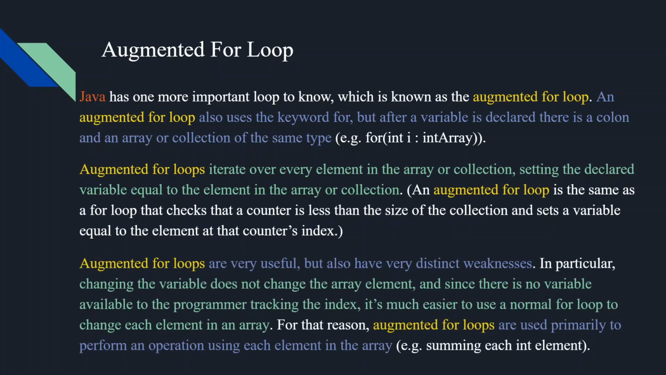However, augmented for loops have distinct disadvantages compared to normal for loops. In particular, changing the declared variable does not change the array element, and since there is no index variable available to the programmer, it's much easier to use a normal for loop to change each element in an array. As such, augmented for loops are used primarily to perform an operation using each element in the array, such as summing each element in an int array or printing out each element in a collection.